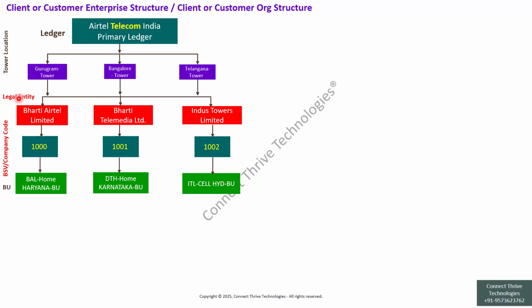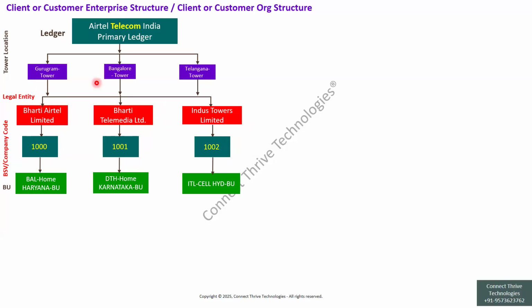So see here, these legal entities are permanent. They will not extend in future also. But going forward, whenever they install any mobile tower or any new connections, it happens under these three legal entities. Under that, they will increase the company codes. They will not create these legal entities again for each location.